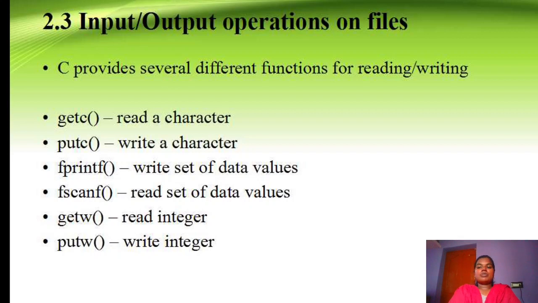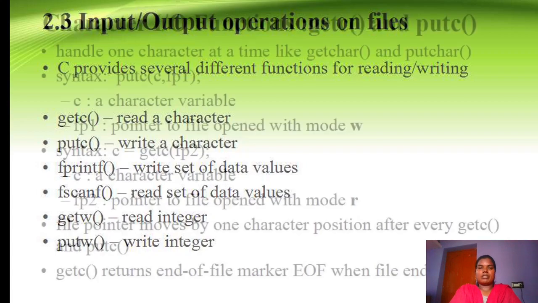So now let us move on to the next concept, that is input output operations on files. C provides different types of file functions for reading and writing. So let's see one by one. First is getc, which reads a character. putc is a function used to write a character. fprintf writes a set of data values. fscanf reads a set of data values. getw reads integers. putw writes integers.